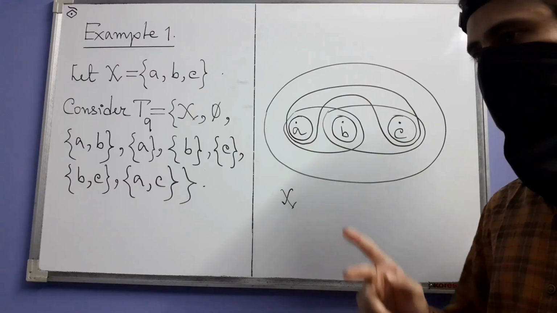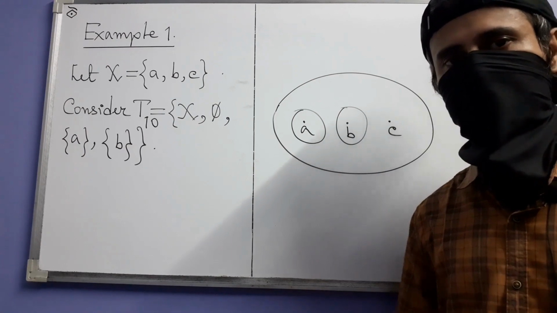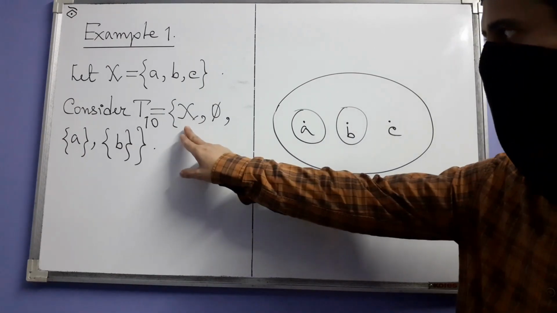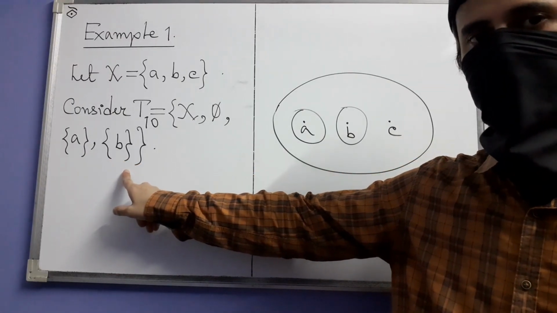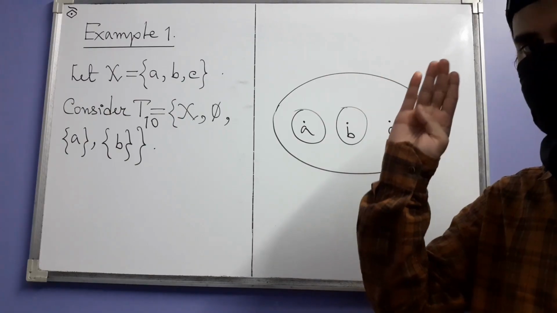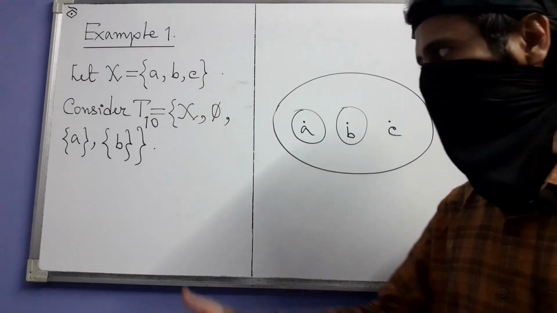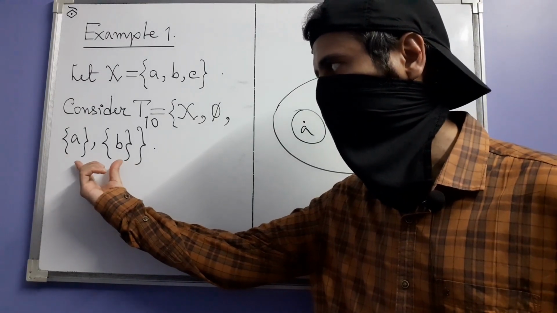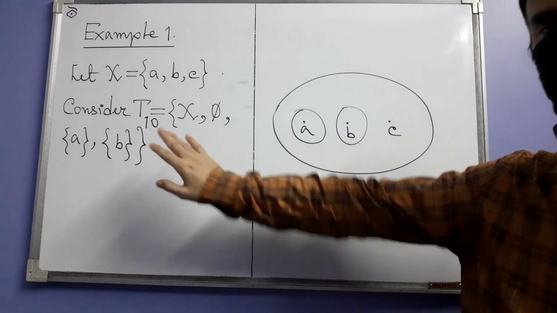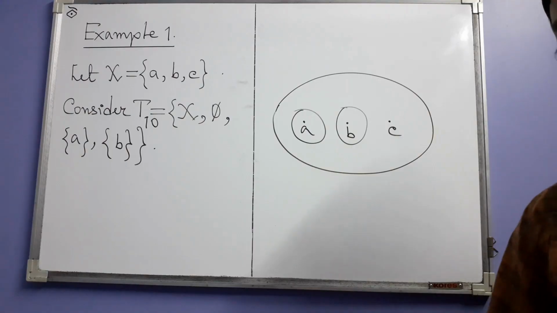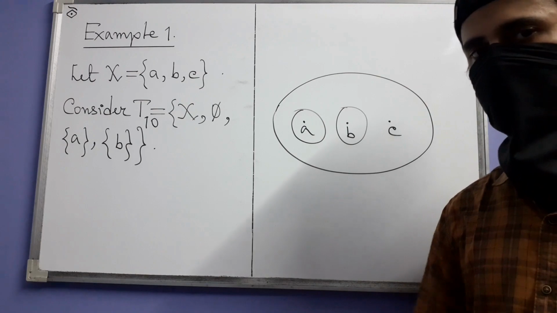Next we are going to see two non-topologies. Let us consider the collection T10. Besides having the set X and the empty set, we have these two singleton sets. And this T10 is, unlike the previous examples, not a topology on X. Why? One reason is that if you take the union of these two sets, you get the pair set A comma B. That is not present here. You can see AB is not there. So the second axiom fails here. So this is not a topology.